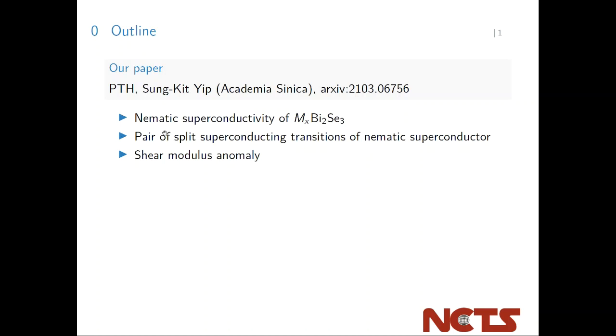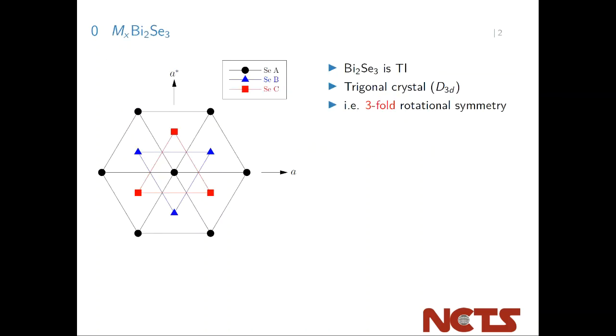So I will start by giving a brief introduction to the nematic superconductivity of bismuth selenide. It is well established that the superconducting transition of such a nematic superconductor would be split into a pair of double transitions in the presence of a symmetry breaking field. I want to talk about the shear modulus anomaly across such a pair of split transitions and the implication that has on bismuth selenide.